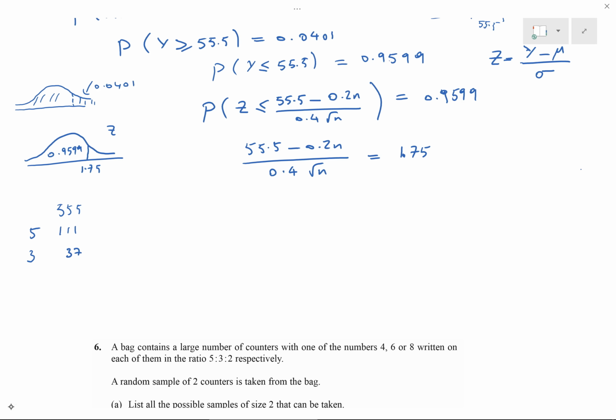So if we turn to solving this equation and multiplying out, 55.5 minus 0.2n is equal to 1.75 times 0.4, which is 0.7, times the square root of n. Let's bring it all over to one side. 0.2n plus 0.7 root n minus 55.5 equals 0.